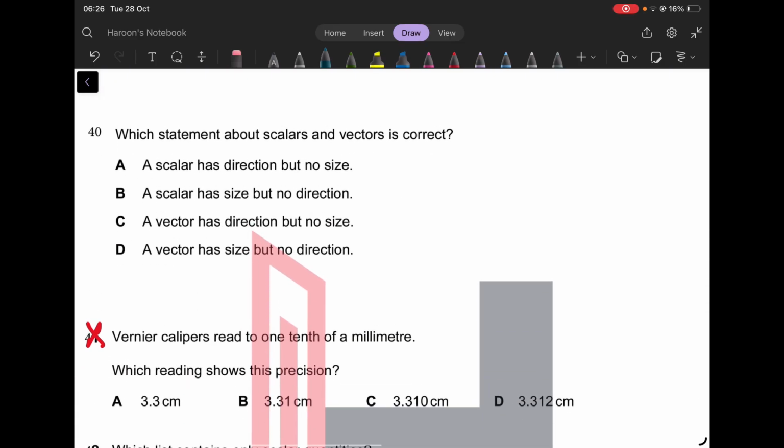Which statement about scalars and vectors is correct? A scalar has direction, not really. A scalar has only magnitude, no direction. A scalar has size, yes, and no direction, yes. So this is the correct statement. A vector has direction but no size. Size is magnitude. Vector has both direction and magnitude. C is out. A vector has size but no direction. It has both size as well as direction. So the correct answer has to be B.